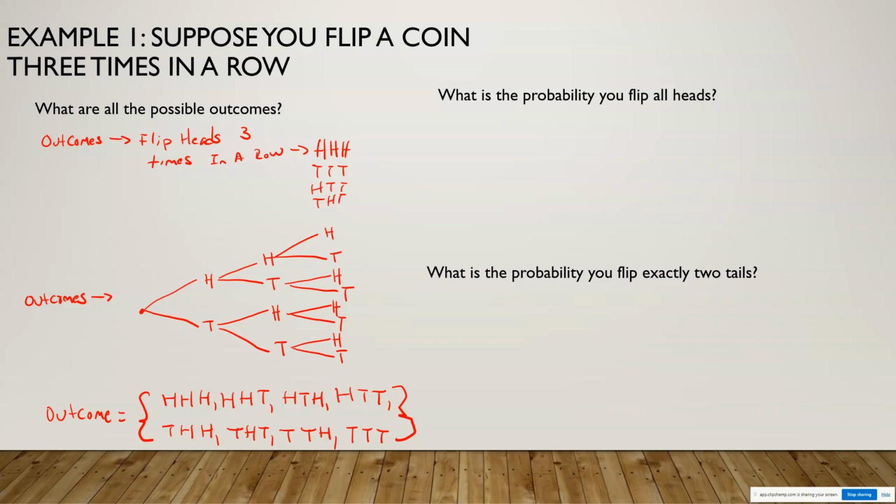All right, so now let's ask some questions. We've got all the possible outcomes. What is the probability you flip all heads? So I'm going to write, what is the probability of all heads? What this means is I basically flip 3 heads.